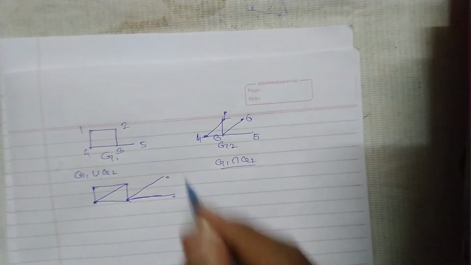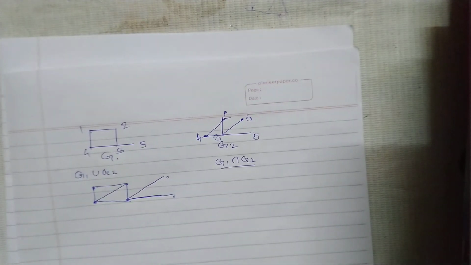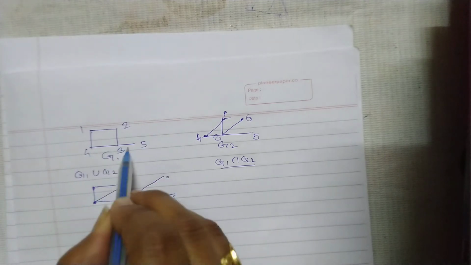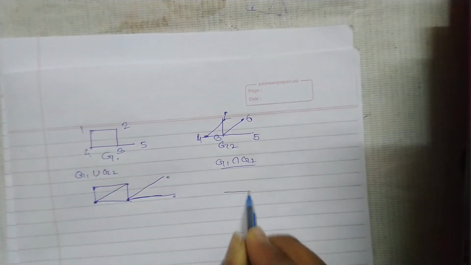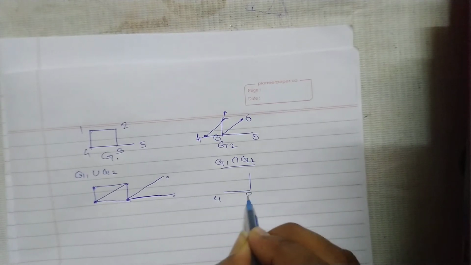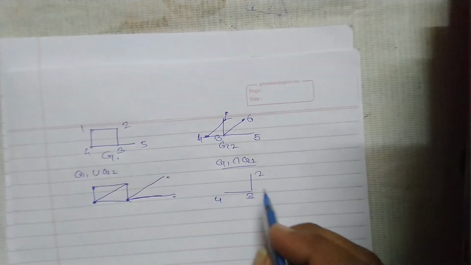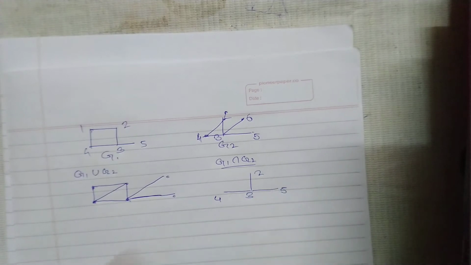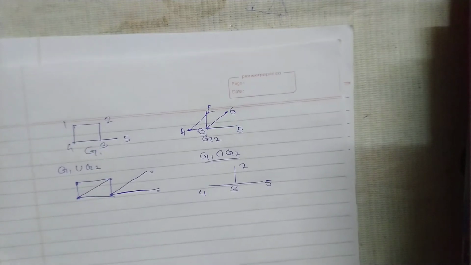In case of intersection, what can I say? That the common edges will be present. So 3 4 is a common edge, so I can write 3 4. 2 3 is a common edge, so I can write 2 3, that is 4 3 2. And 3 5 is a common edge, so I can write 3 5. Nothing else is common between these two. No other edge is common between these two graphs. So this is the union and this is the intersection. I think this much is clear.